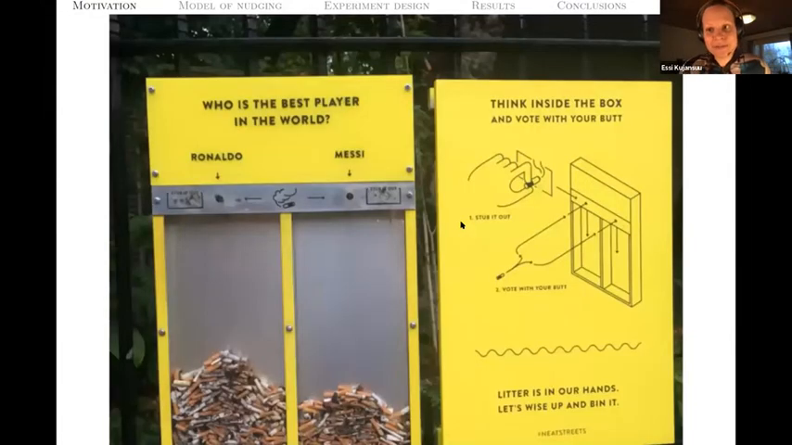One example of a nudge is this picture that shows a vote on who is the best player in the world, Ronaldo or Messi. The idea is that you put your cigarette butt into one of these pools that collect votes, to avoid littering the streets. So this is basically a very fancy trash can.